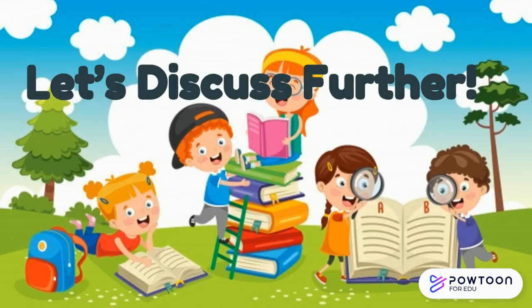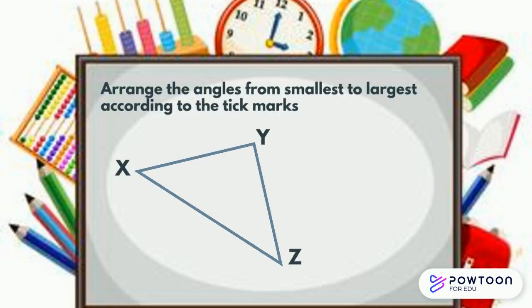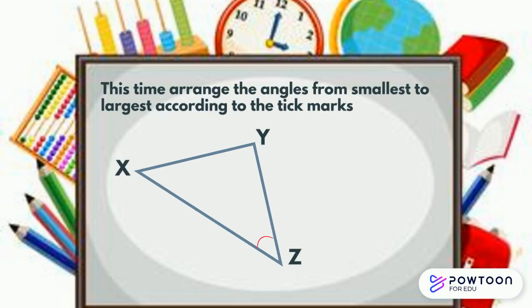Let's discuss further regarding the parts of a triangle. Let us say we have triangle XYZ and you are going to arrange the angles from smallest to largest according to the tick marks. On the illustration, angle Z has one tick mark, angle X has two tick marks, and angle Y has three tick marks. Therefore, if we are going to arrange, angle Z should come first, followed by angle X. Last would be angle Y.